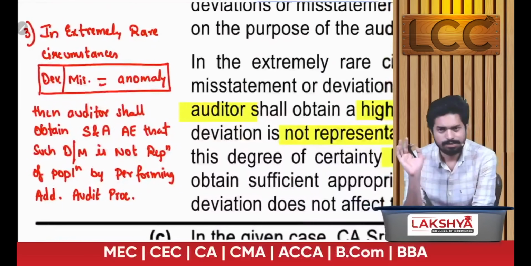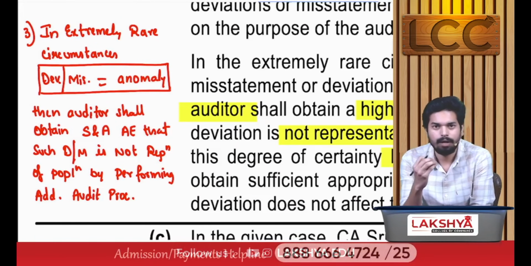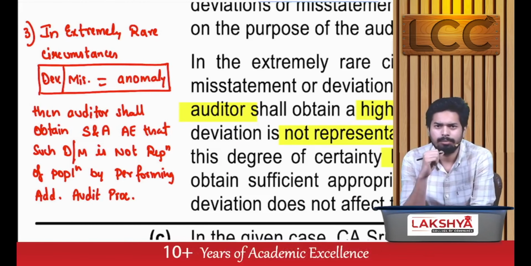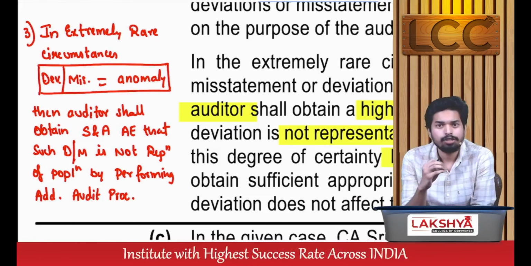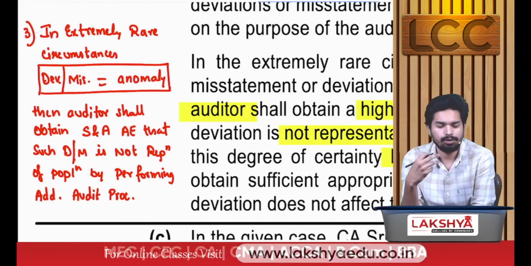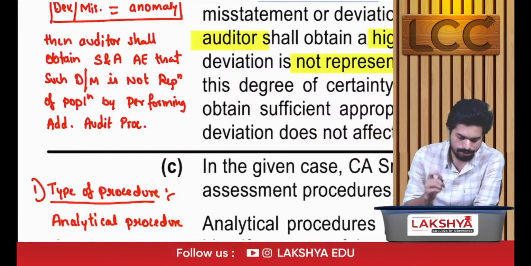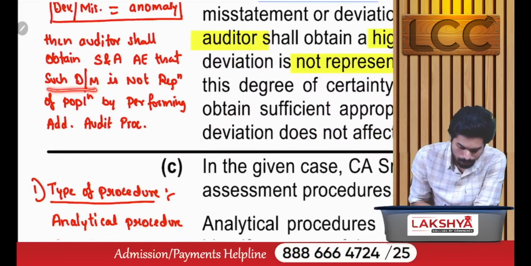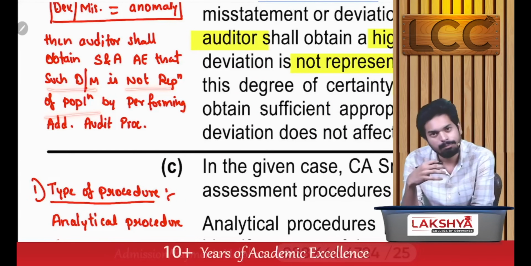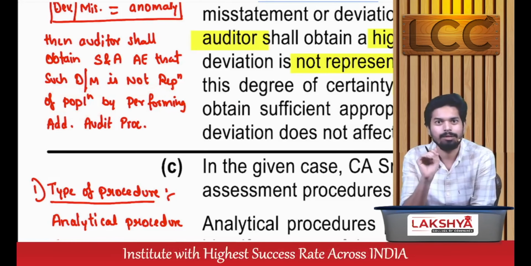Now, at the last, in extremely rare circumstances, the auditor may find a deviation or misstatement which can be considered an anomaly. What do you mean by anomaly? A deviation or misstatement which is not representative of the population. Then what does the auditor have to do? Then the auditor shall obtain sufficient and appropriate audit evidence that such a deviation or misstatement is not representative of the population by performing additional audit procedures. Nothing but confirming that the anomaly is an anomaly. Okay.